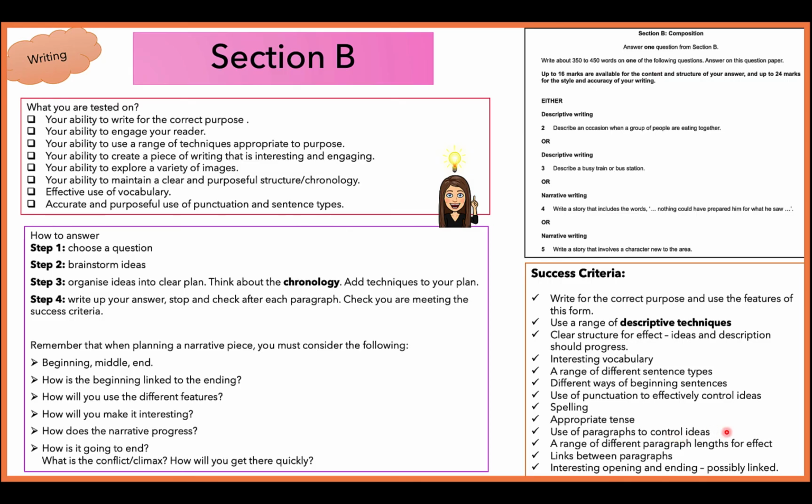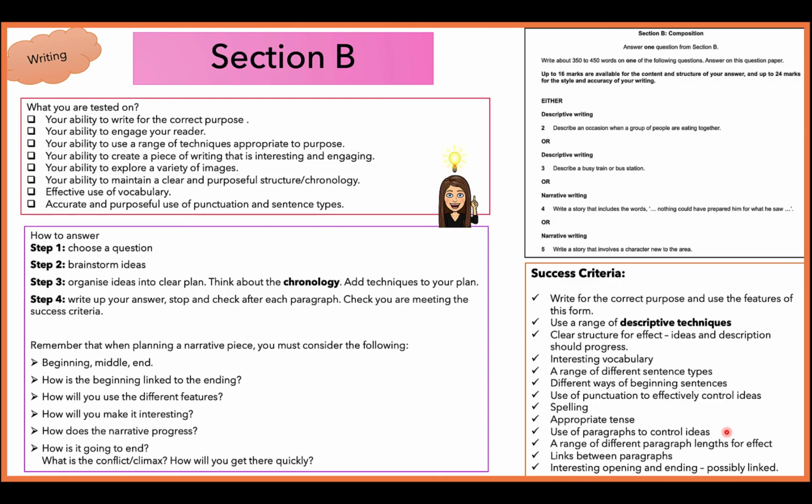Use of paragraphs to control ideas. Different range of paragraph length. So you may have a really short paragraph to build up tension, to move the reader forward relatively quickly. Think about how you're linking between paragraphs. You're doing that by repeating words and phrases, for example, repeating an image to push your reader through the paragraphs, but also to help them understand how they're all linked together.